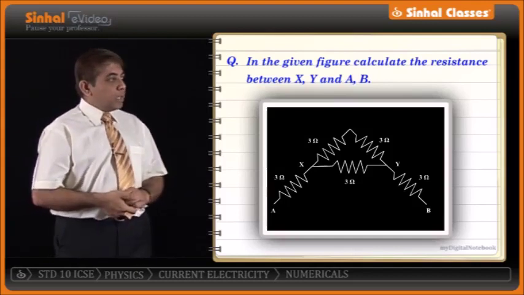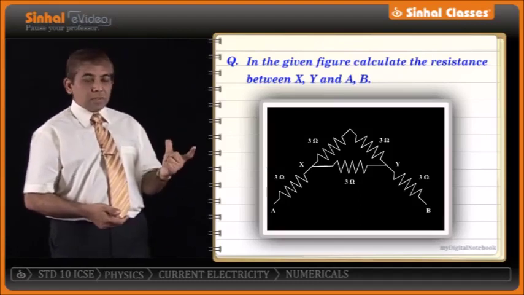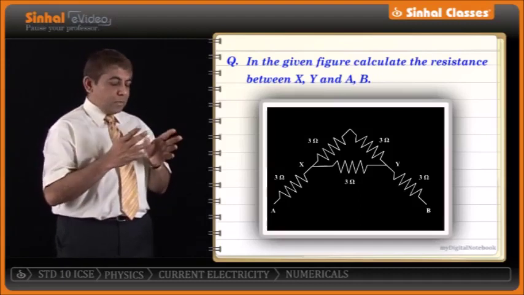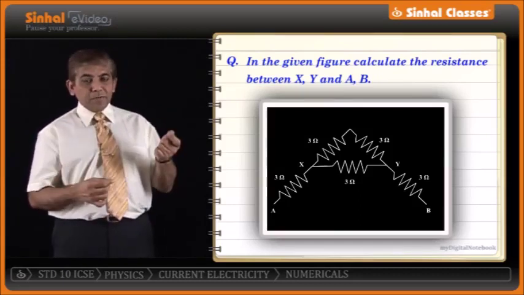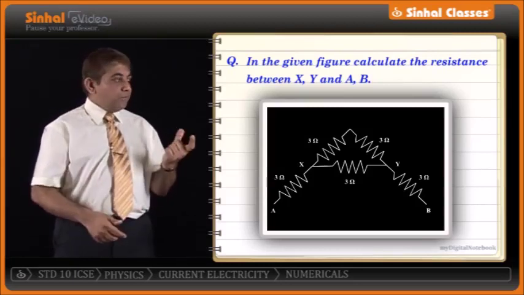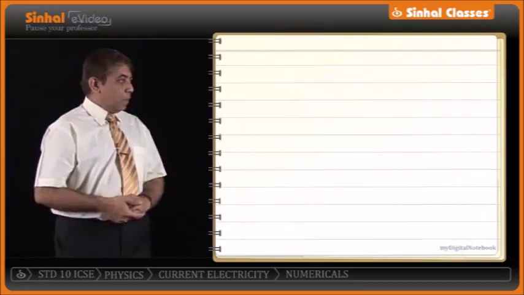And you are asked to find the resistance between X and Y and the resistance between A and B. So if I have to find the resistance between X and Y, that means my positive terminal is at X, negative terminal is at Y. Same way with A and B, positive terminal at A, negative terminal at B.